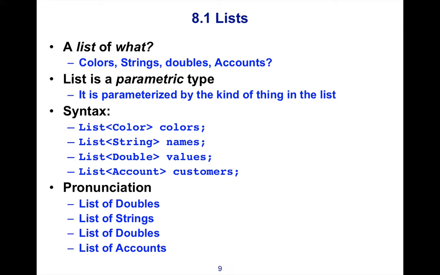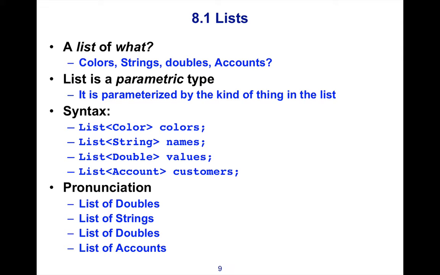So for the first part of the exercise, I'd like you to take these four different types you see here, list of color, string, double, and account, and think of examples where a list of such things would be of interest. Remembering that the two things important to a list are, first of all, order is important, and secondly, duplicates are allowed.